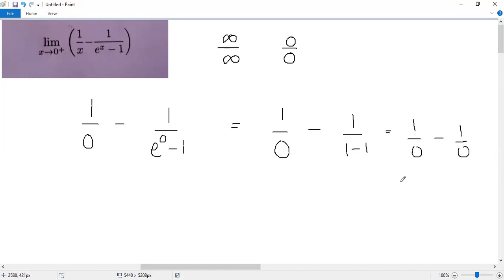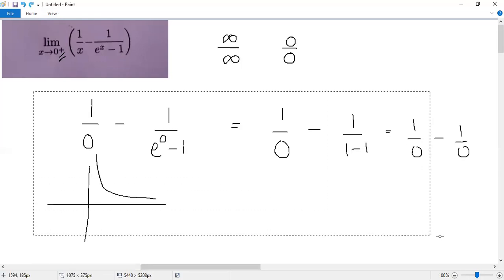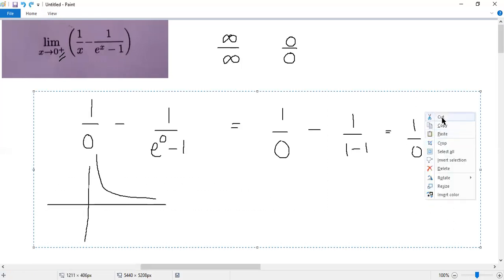minus 1 over 0. And the thing is that since we're coming from the right, we're approaching 0 from the right. And if we approach 0 from the right, we shoot off to infinity. So this would be infinity. It would be infinity minus infinity. Now, that's actually not one of the applicable forms that we can use for L'Hopital's rule.